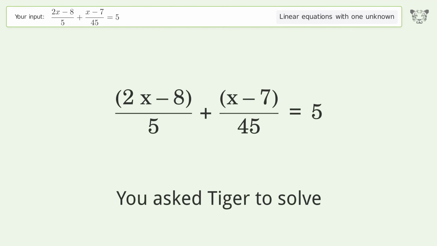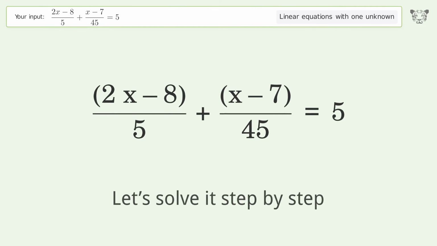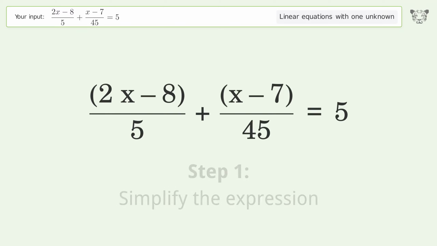You ask Tiger to solve. This deals with linear equations with one unknown. The final result is x equals 16. Let's solve it step by step. Simplify the expression. Break up the fraction.